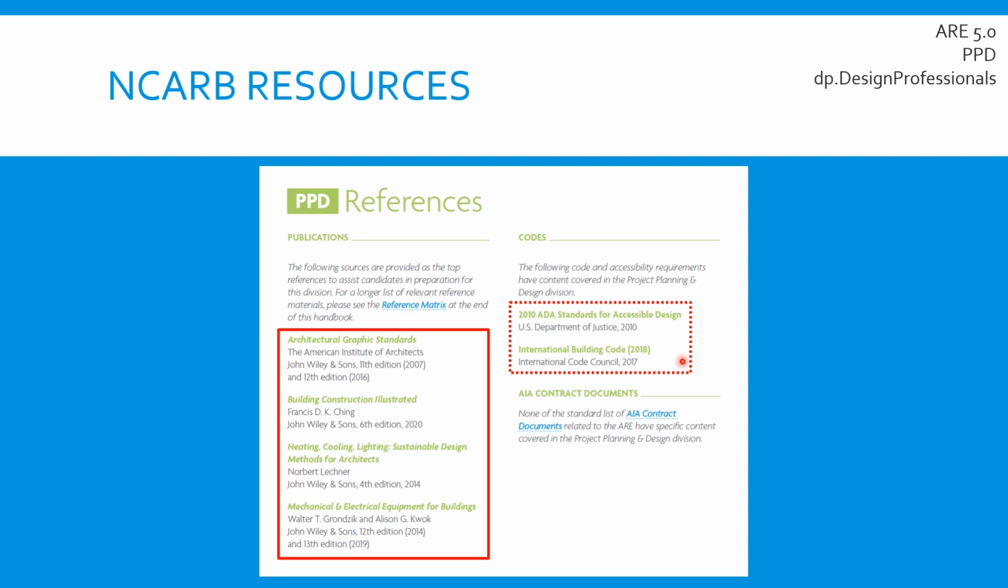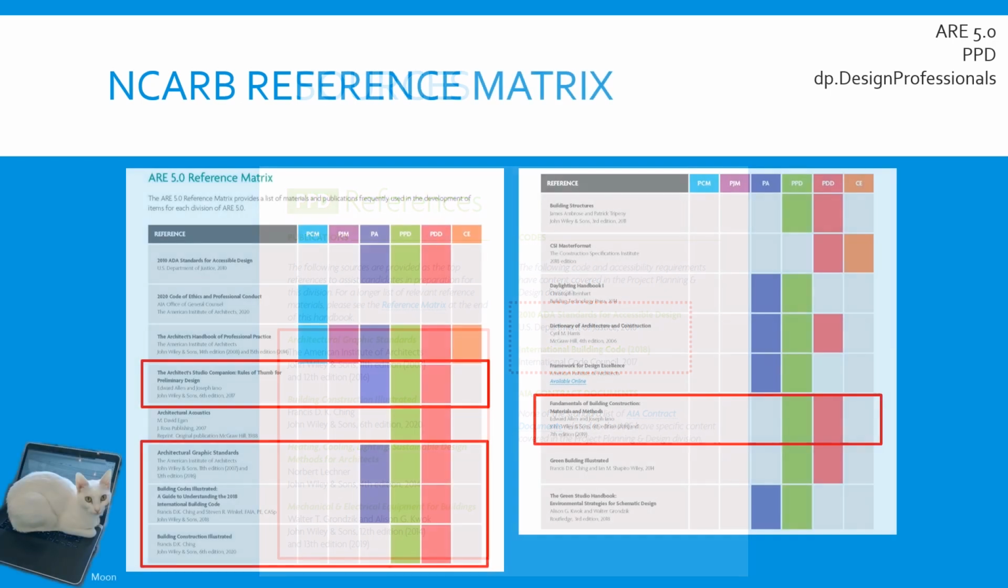And a lot of it you might already know from just practicing architecture and being in the professional world and having project experience. So the next part we're going to go to is towards the end of the ARE 5.0 handbook. It's the section called the reference matrix. These couple of pages of the handbook are essentially a matrix of the different resources and references that NCARB recommends for each of the exams.